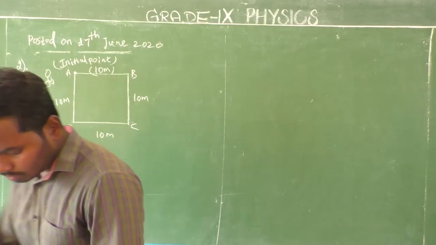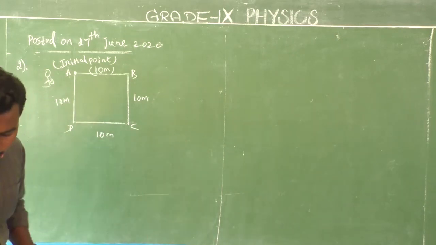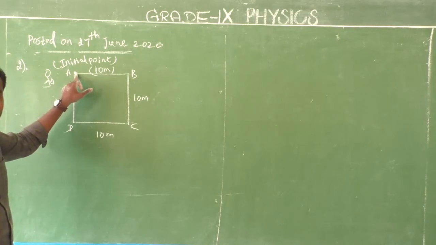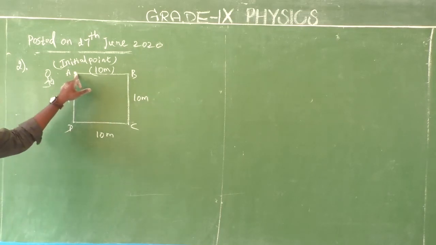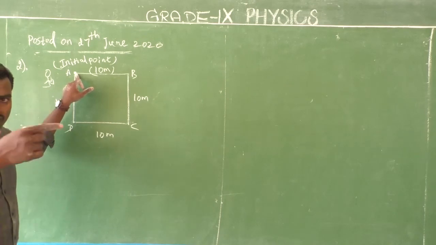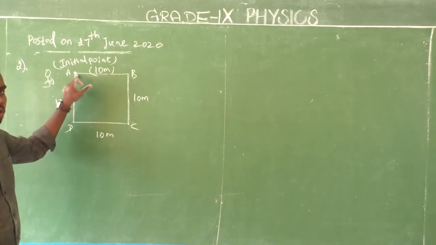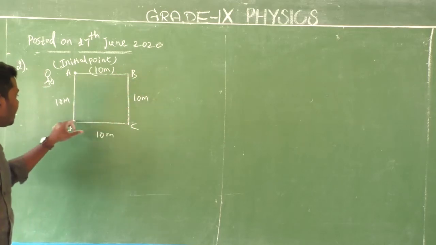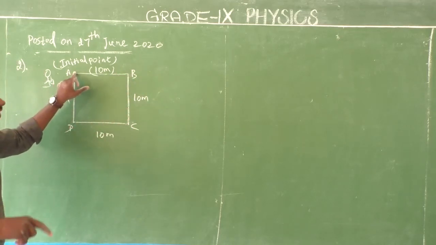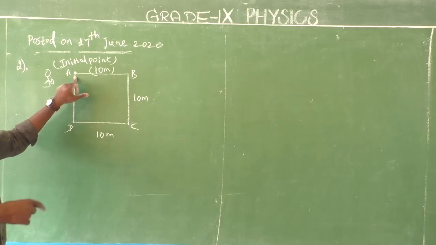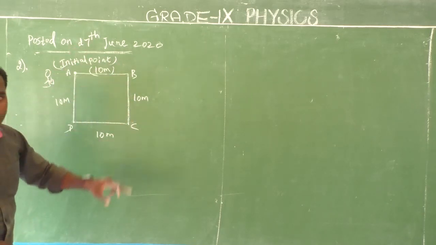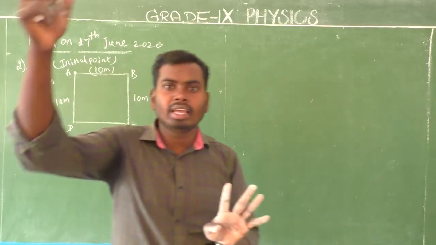Here the farmer starts moving from point A. The farmer moves along the boundary of the square, which means AB, BC, CD and DA. Finally the farmer comes back to position A. Here the farmer has taken 40 seconds to complete one round.